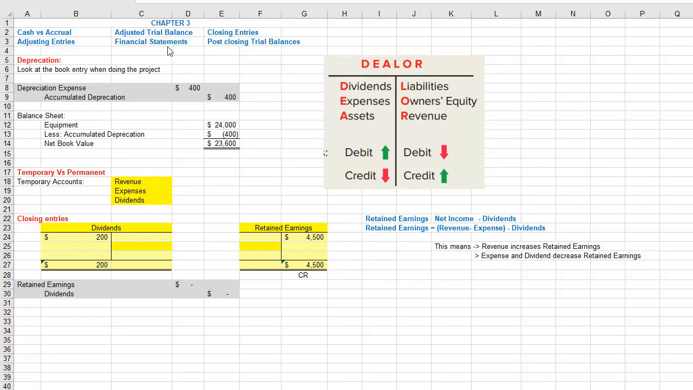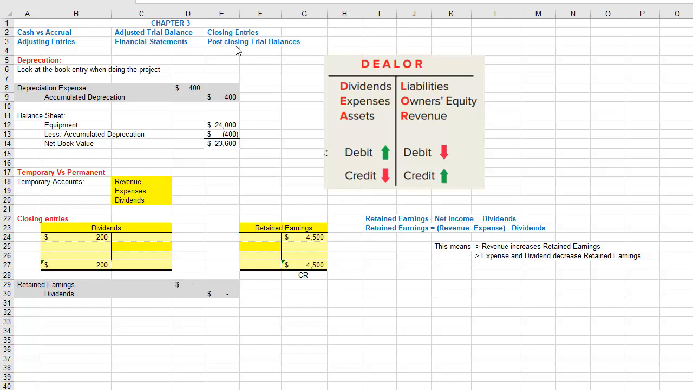So this was a concept that we covered in Chapter 1, but now we're really taking things from the adjusted trial balance and putting those into a financial statement. Then we do the closing entries, where we're closing out our temporary accounts to retained earnings. We'll take a quick look at that. And post-closing trial balance. So this is our trial balance after we close out those temporary accounts.